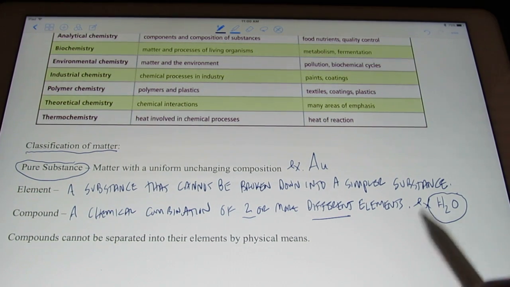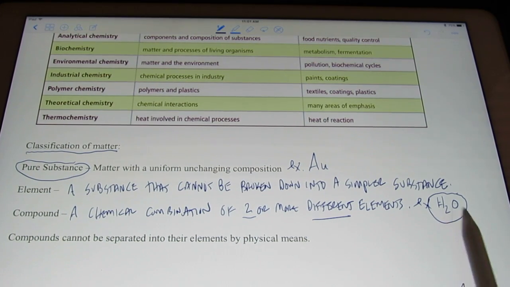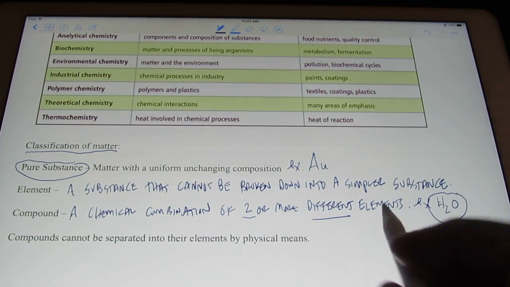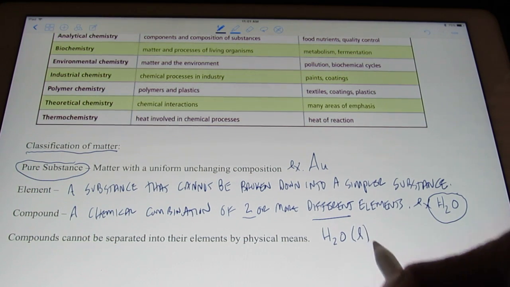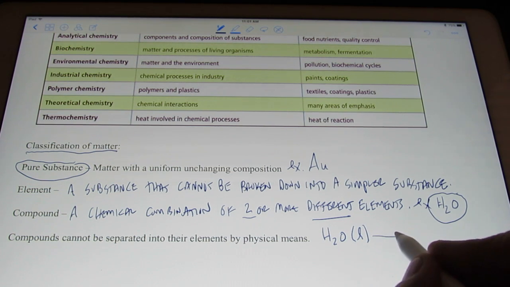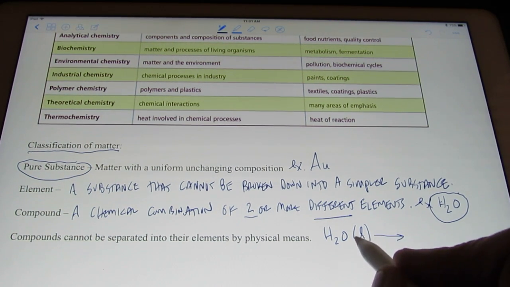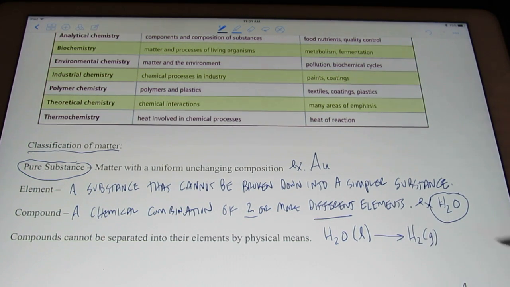Now, these can be broken down into simpler substances by chemical means. For instance, if I pass electricity through water, I'm going to put a little L after this. That means we have liquid water. If I pass electricity through water, we can break it down into its elements. Hydrogen, and the little g in parentheses means gas, and oxygen, gas.